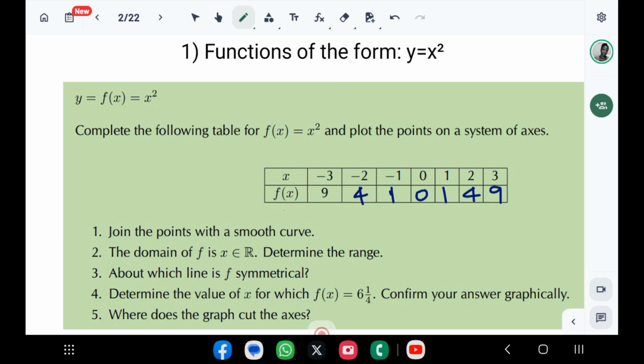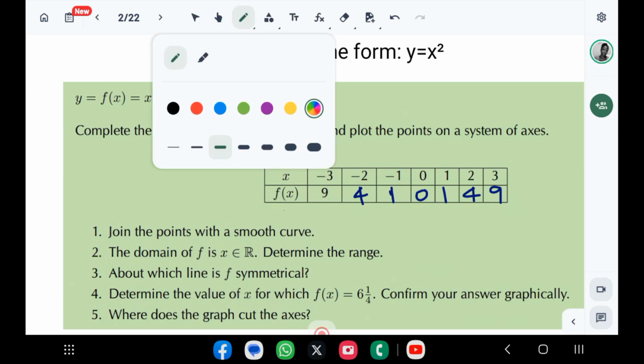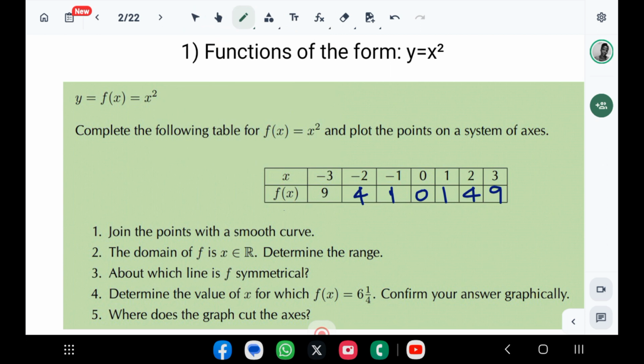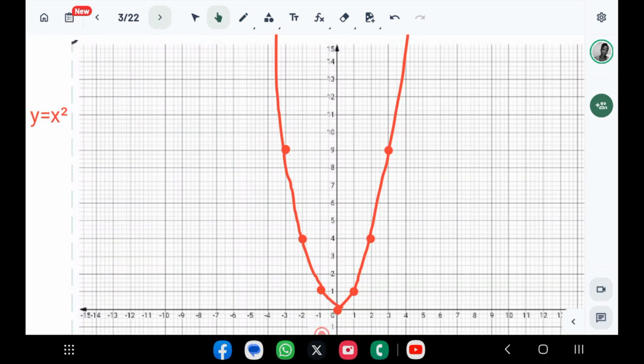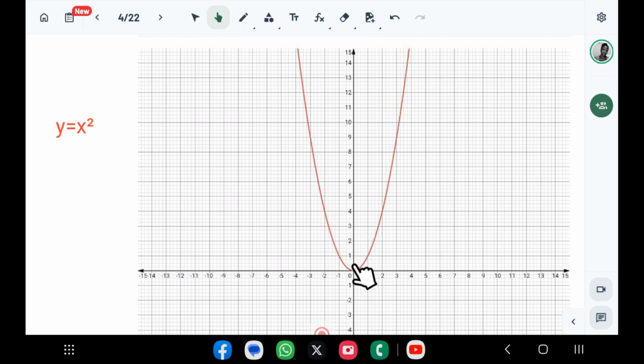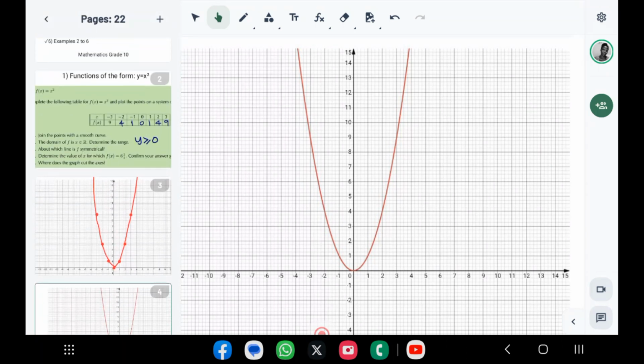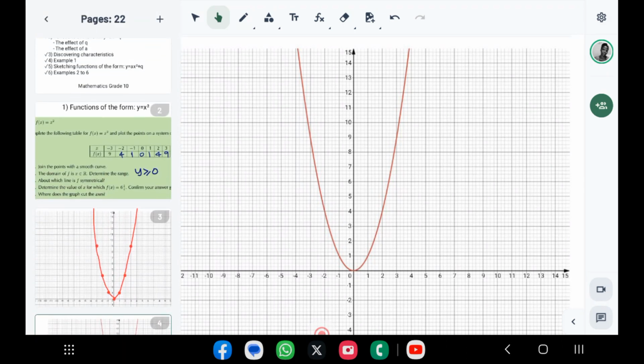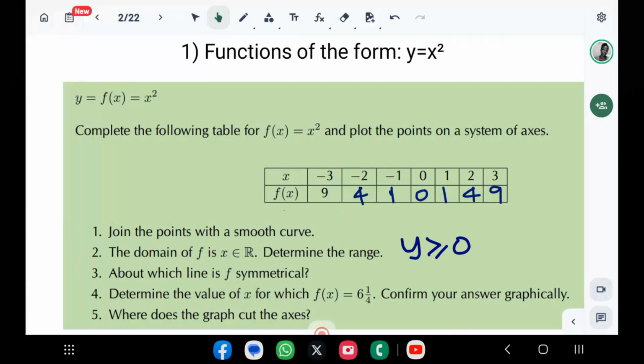So y is greater than or equal to 0 is the range. Number 3 goes, about which line is f symmetrical? Let's look at the calculator drawn graph. The line about x equals 0, or the y-axis. So this graph is symmetrical about the line x equals 0, I mean, the y-axis. So it's about the line x equals 0.